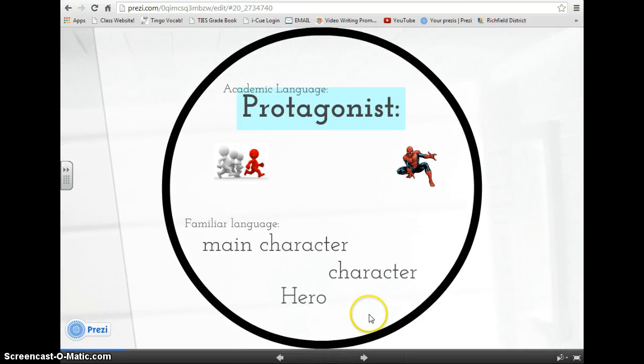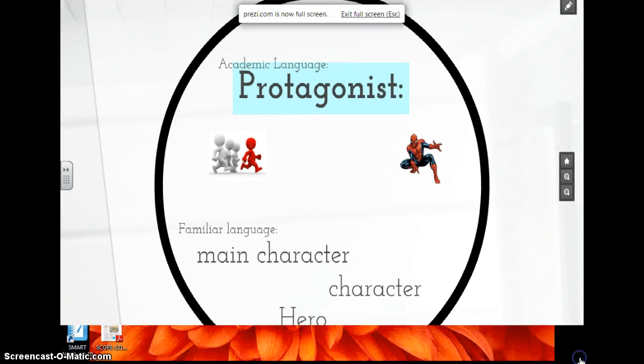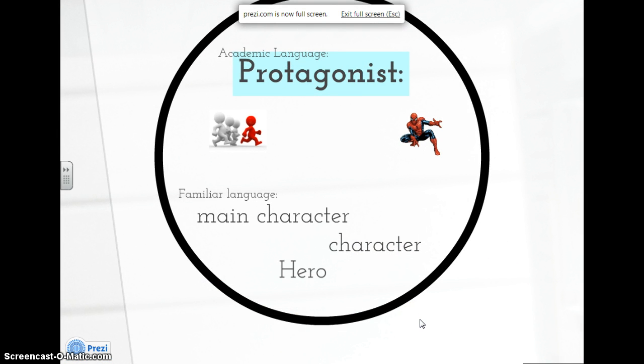The first one I want you to think about is the word protagonist. As we have studied, you guys know a protagonist is the main character of a book. It is somebody who's oftentimes the hero in the story or the character that is facing the conflict. In your own papers, I want you to be looking for places where you use familiar language, such as main character, hero, or maybe even you use the protagonist's name.